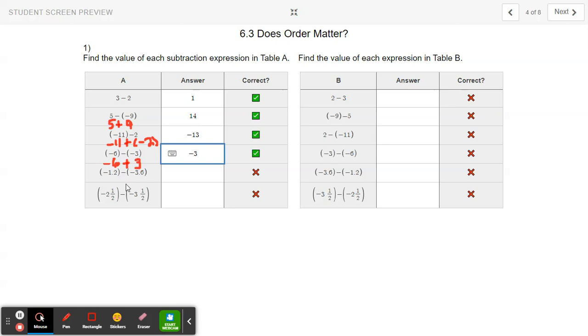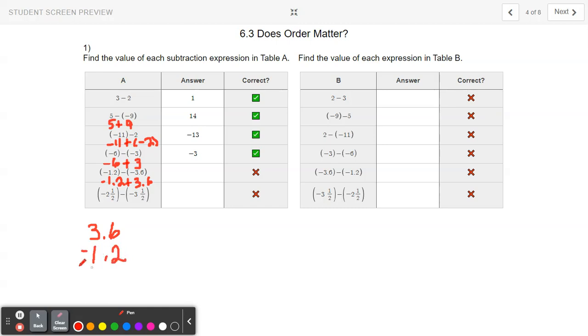Even though these are decimals, it still works the same way. This problem becomes negative 1.2 plus the opposite of negative 3.6, which is positive 3.6. And now again, I have a situation where I have a negative and a positive. So I know to solve that, I'm going to have to take my 3.6 and subtract out 1.2. So my answer ends up being 2.4. And it is positive because there's more positives than there are negatives.